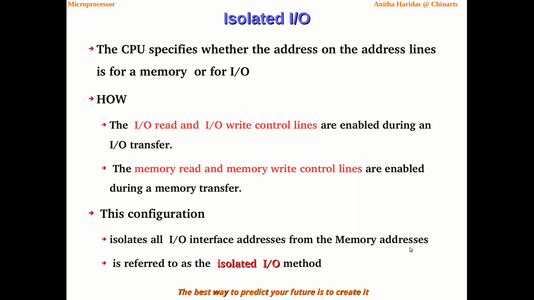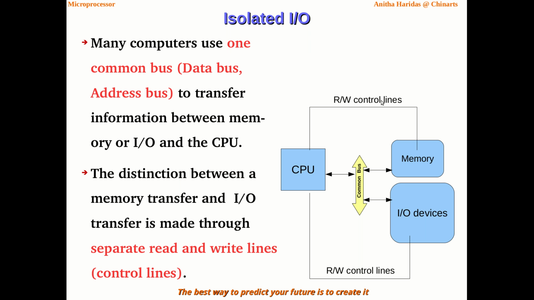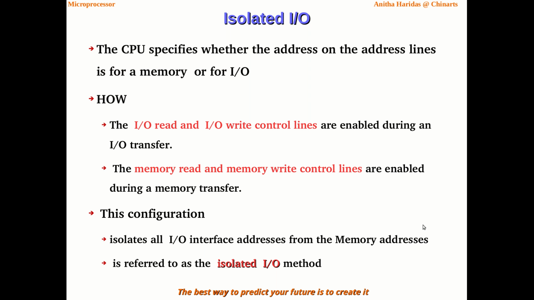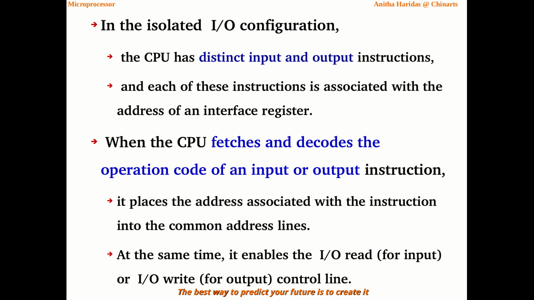So in the common address line, the CPU will be placing an address. So the system will not understand whether this address is of the memory or the input output device. How does it identify the address? If the read write control lines of memory are enabled, then it identifies the address here is of memory. The same way, if these read write control lines are enabled, the system can identify that the address on the address bus will be of an input output device. So that is why we call it the isolated input output method.